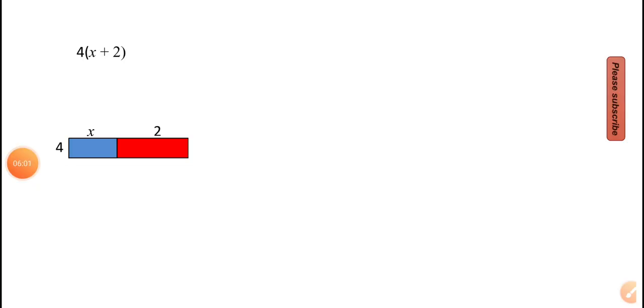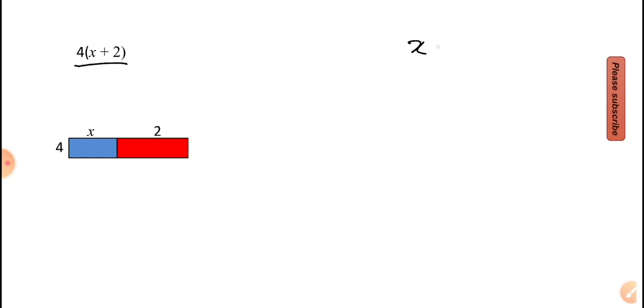So the question might be, expand the brackets. First of all, what does 4 times mean? It means 4 lots of x plus 2, 4 times whatever's in the bracket. So it means 4 lots of x plus 2.